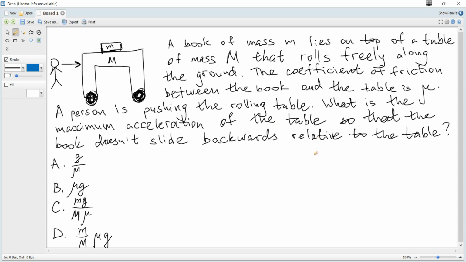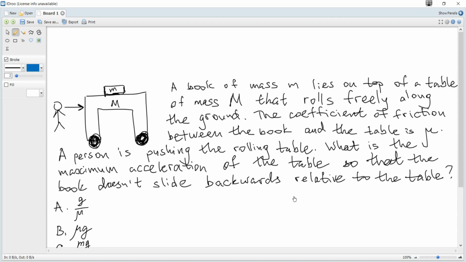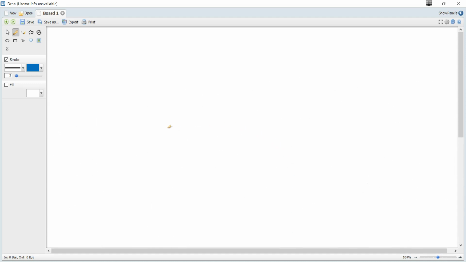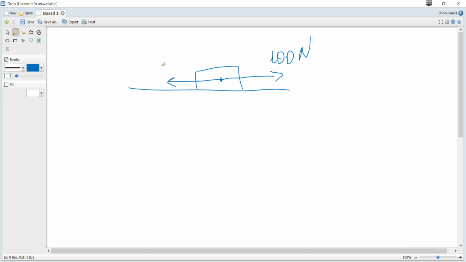Let's consider quickly what you should know about friction, static and dynamic. For example, there is a box on the floor, and if you apply a thrust force of 100 newtons and it doesn't slide, it doesn't move, what does it mean? It means that your force is just balanced by the frictional force.